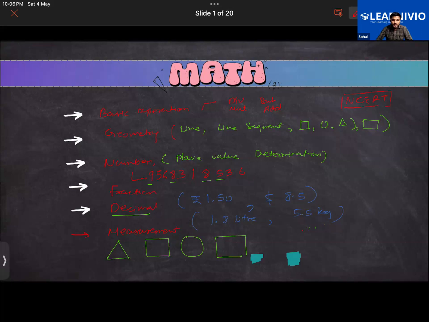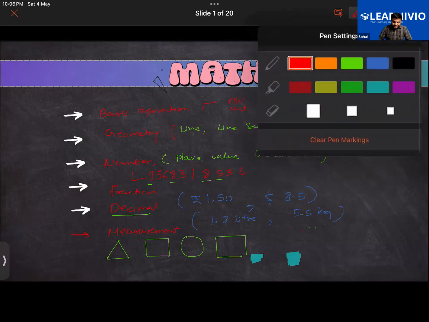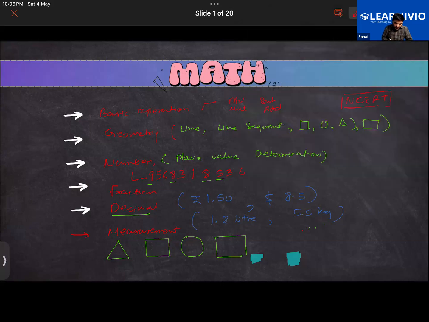Then later on, there's one more chapter called data handling. Now you tell me, I believe you must have seen charts like this.